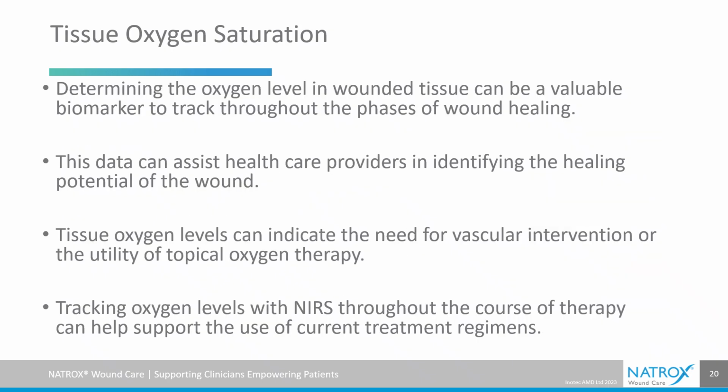Determining the oxygen level in wounded tissue can be a valuable biomarker to track throughout the phases of wound healing. This data can assist healthcare providers in identifying the healing potential of a wound. Tissue oxygen levels can indicate the need for a vascular intervention or the utility of topical oxygen therapy. Tracking oxygen levels with near-infrared spectroscopy throughout the course of therapy can help support the use of current treatment regimens.